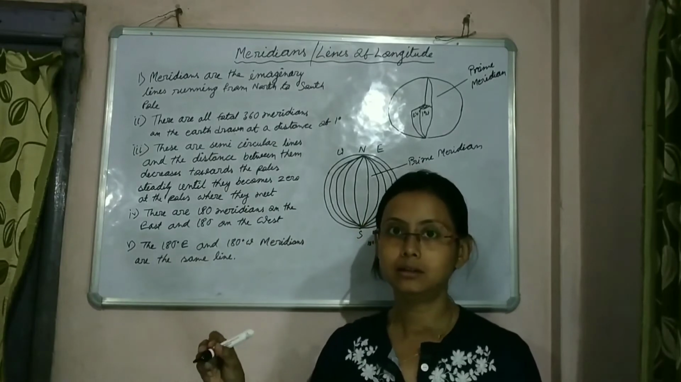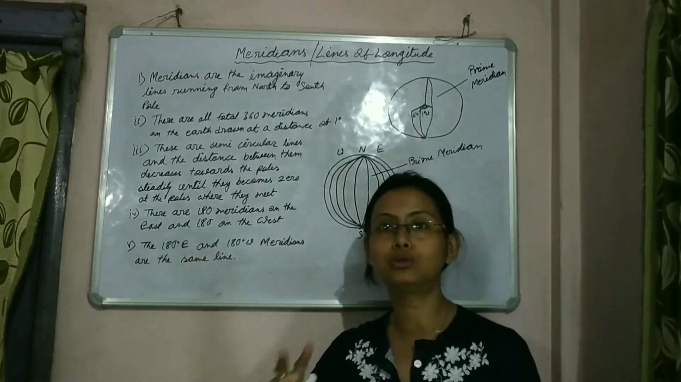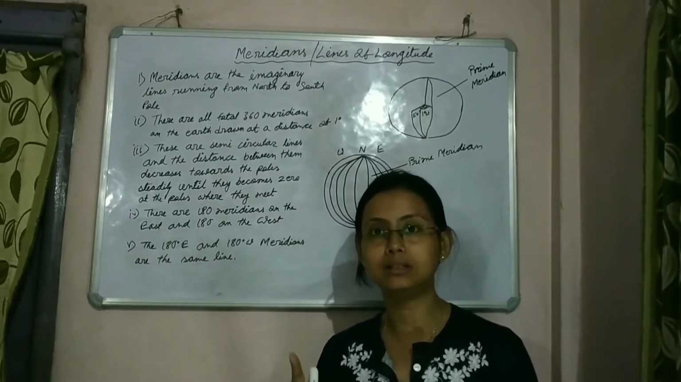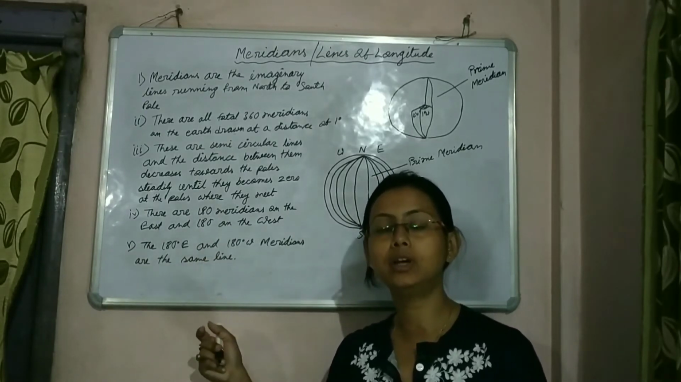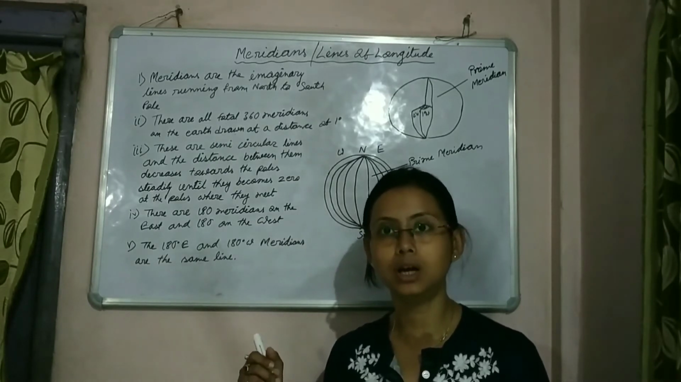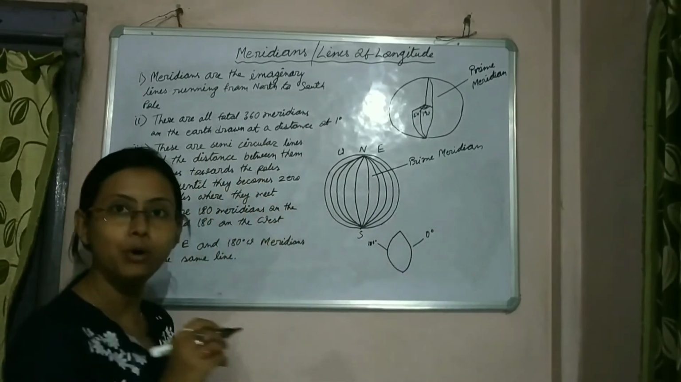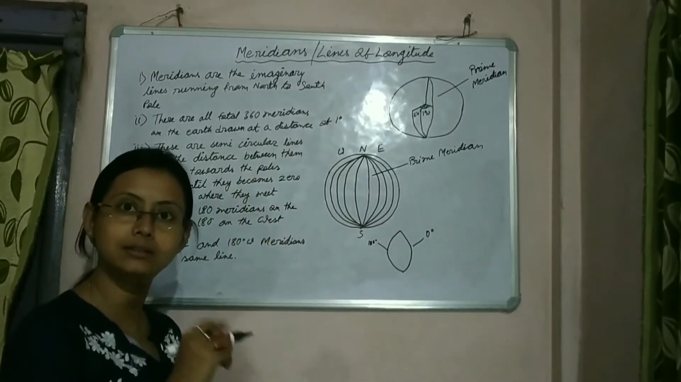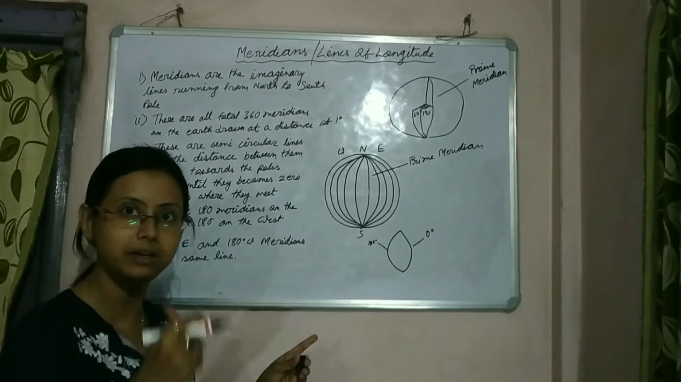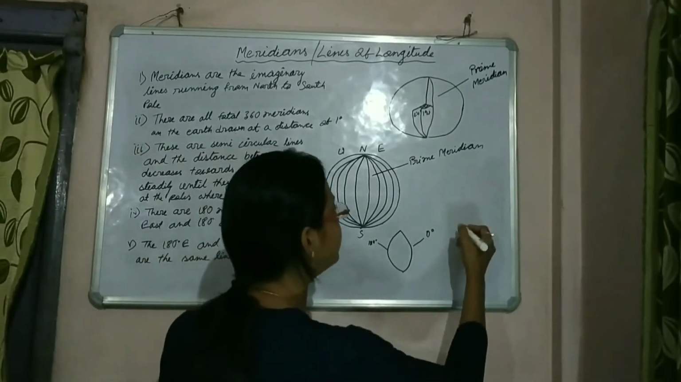So when I say that the 180 degree east and 180 degree west meridians are the same line, then if these are not two different lines but one single line, here we are losing one meridian. Then how do we have the 360 meridians on the surface of the earth? Let's now calculate that. The 180 degree east and west line is the same, that is the 180 degree meridian. Now how do we have the 360 meridians?